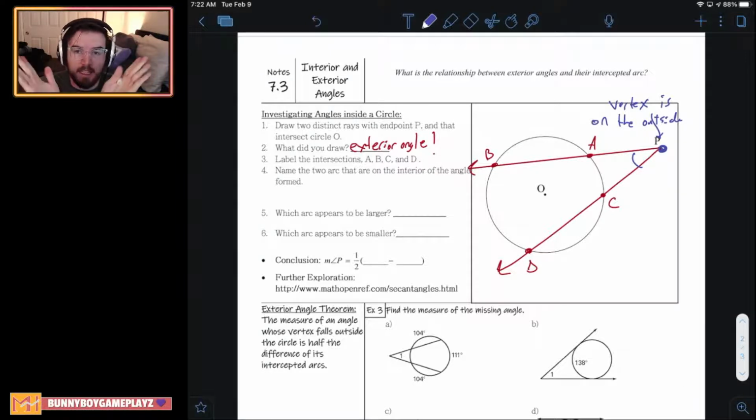So we have four different types of angles that we've seen. Central, the vertex is at the center. Inscribed, the vertex is on the edge. Interior, we just saw, the vertex is just somewhere in the middle. And then exterior, the vertex is on the outside.